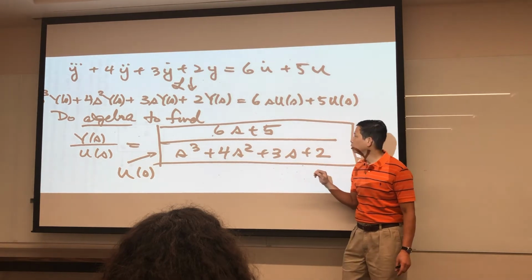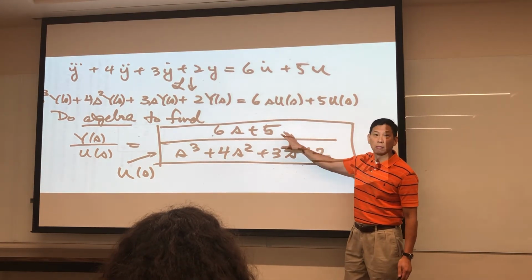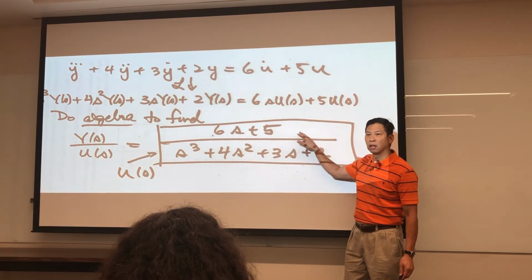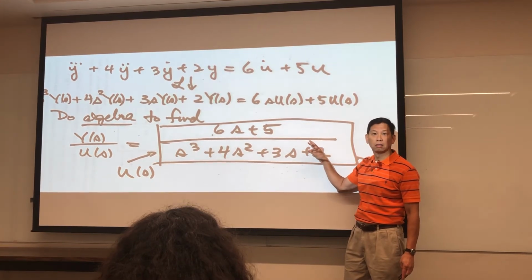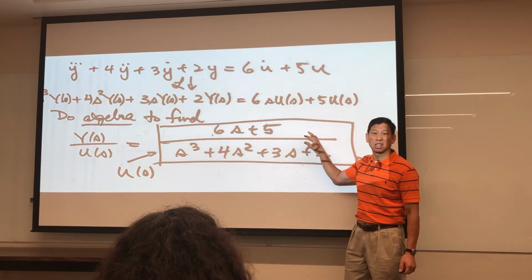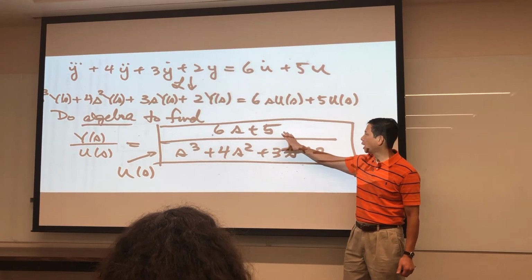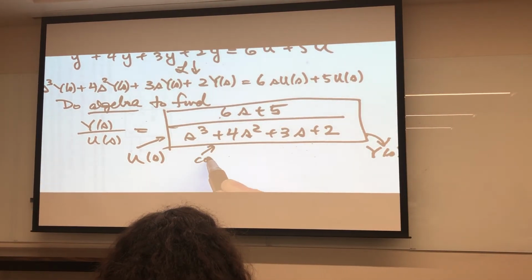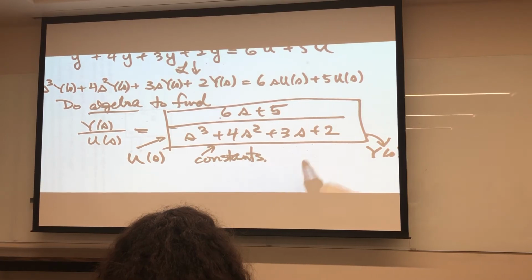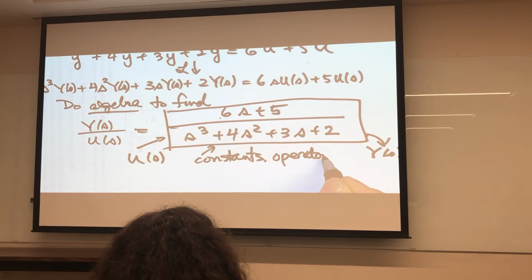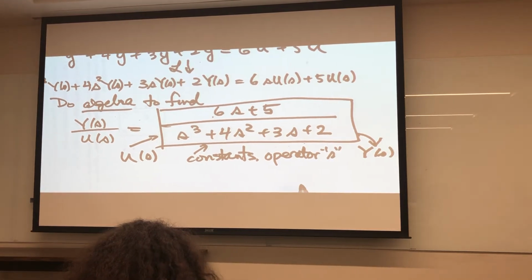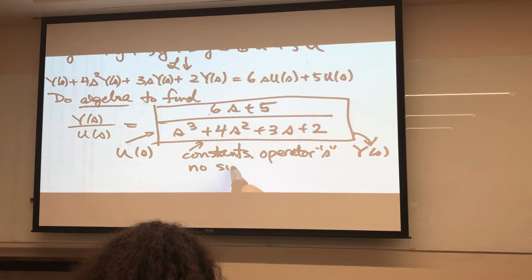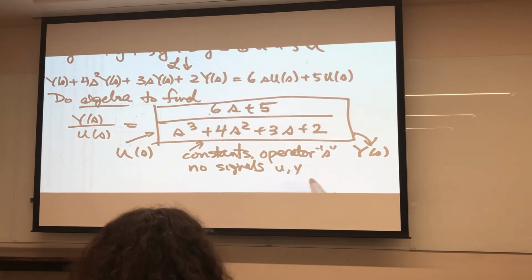Notice what you don't see here. We don't see any signal names. There's no I over here. There's no Y over here. There's no X or Z or some signal name. Okay. It's just all constants and operators. Constants. The operator S. Okay. No signals. That means there's no U, there's no Y, there's no capital U, there's no capital Y.